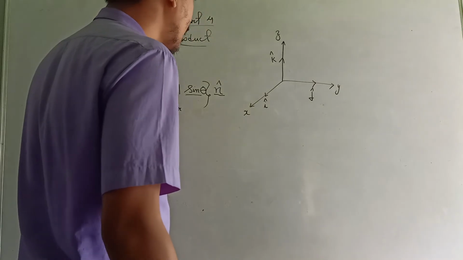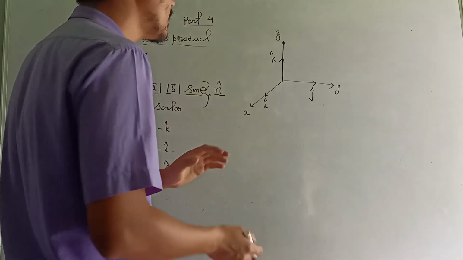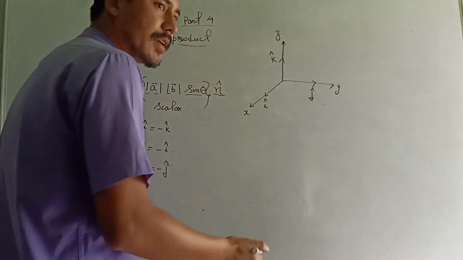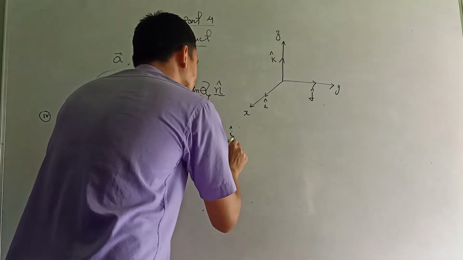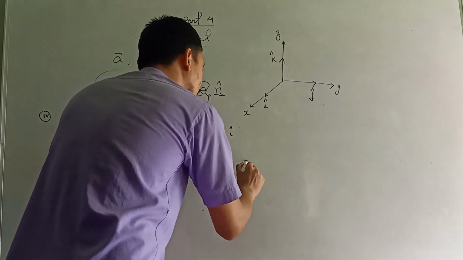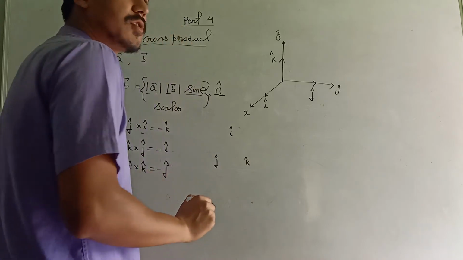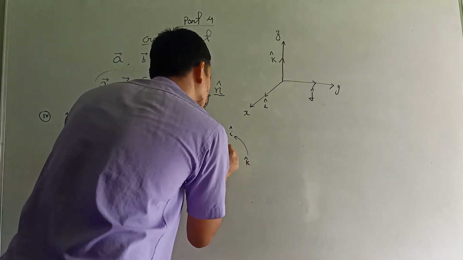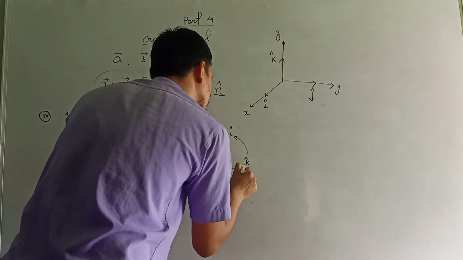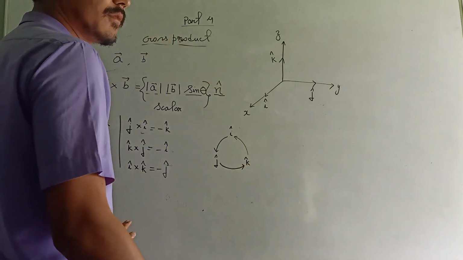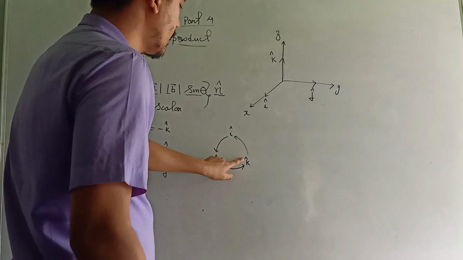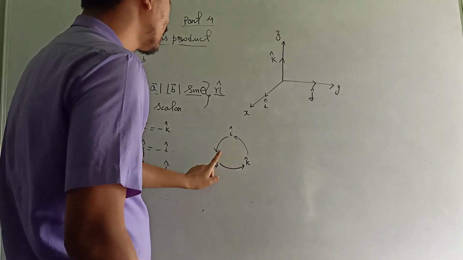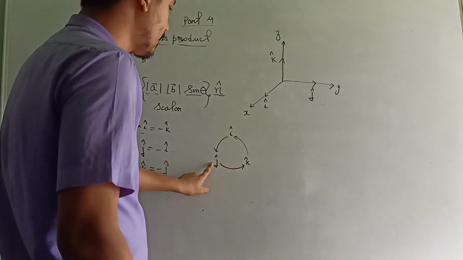Just write i, j, and k. Arrange i, j, and k in the form of a triangle. If you go in the anti-clockwise direction, the result is always positive. k cross i will be positive j.